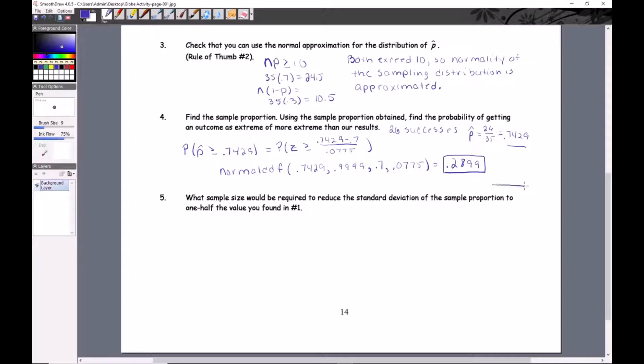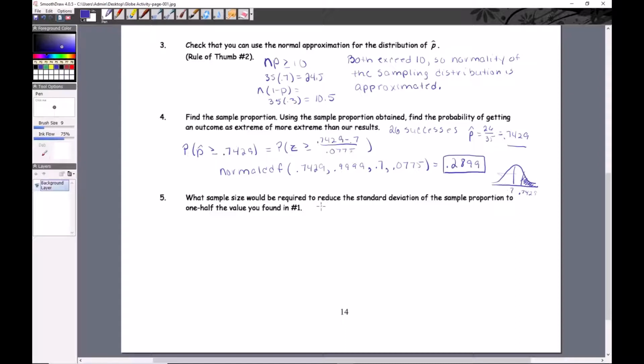So if we were to draw this out, this would be centered at 0.7, and we'd be looking at 0.7429, and we'd be looking for this. I suppose you could go the other way if you wanted to, but this seems to make more sense.